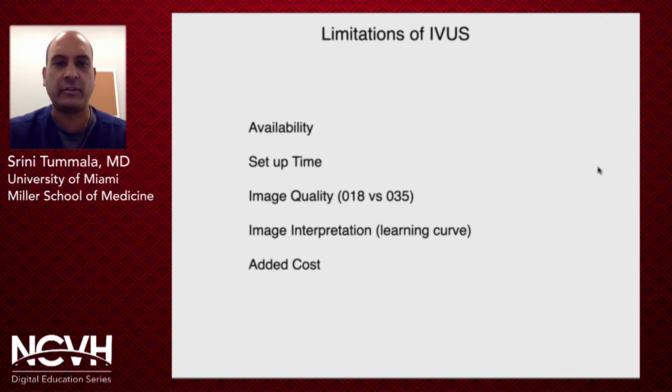Obviously, IVUS has limitations as well. Availability is a problem. Not everybody has it. Setup time: there's definitely a learning curve for your techs and your nurses and crew that you're working with. Image quality is obviously better with an 035 system compared to an 018, but oftentimes getting an 035 system through a CTO or a small tibial vessel is not ideal. Image interpretation takes time, and there is a learning curve with that. And then there's the added cost of using it.